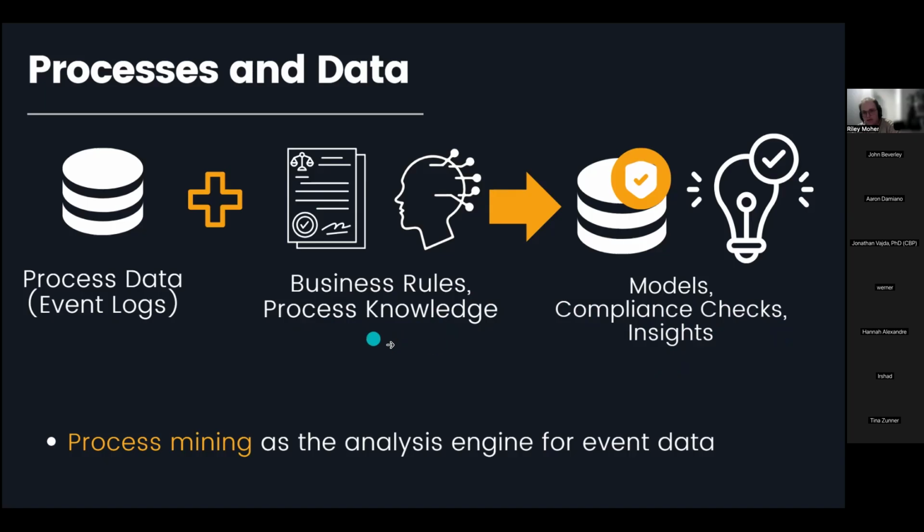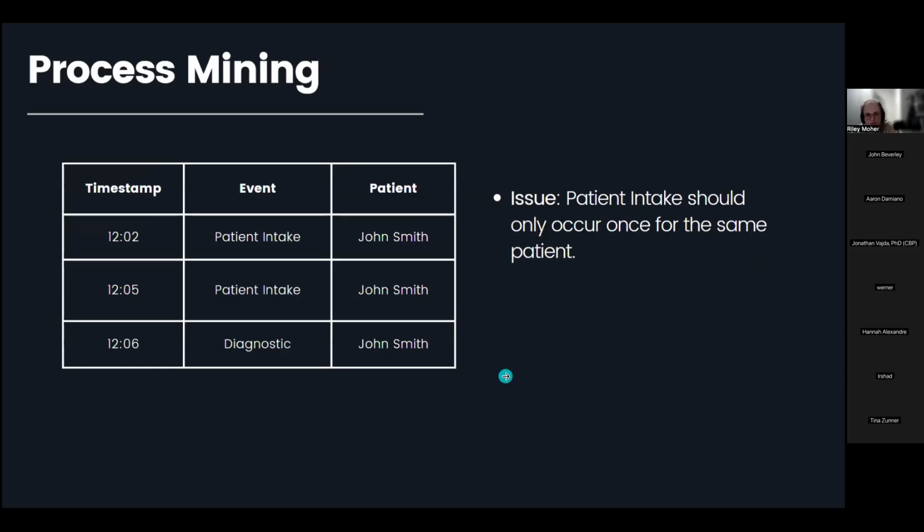So process mining is really that engine of analysis for event data, and it incorporates a wide swath of different analysis techniques on that kind of data. So to get a little bit more concrete and motivate this a little bit more, let's take a look at an example. So this is an example of a simple event log where we've just got a few columns.